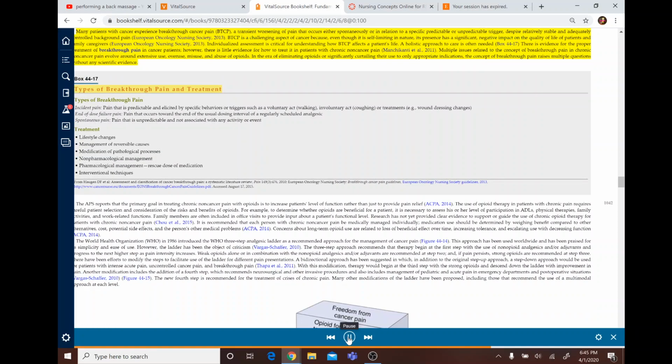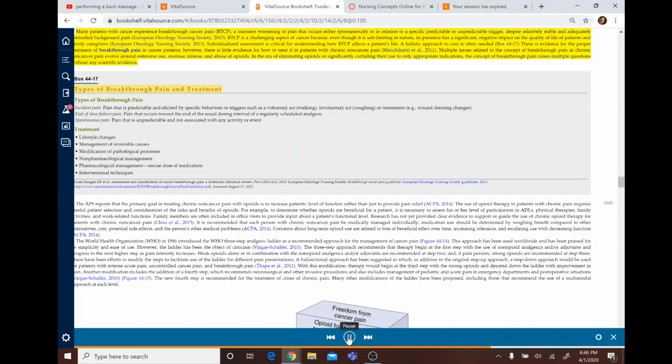Many patients with cancer experience breakthrough cancer pain, BTCP, a transient worsening of pain that occurs either spontaneously or in relation to a specific predictable or unpredictable trigger, despite relatively stable and adequately controlled background pain. European Oncology Nursing Society, 2013. BTCP is a challenging aspect of cancer because, even though it is self-limiting in nature, its presence has a significant, negative impact on the quality of life of patients and family caregivers. European Oncology Nursing Society, 2013.